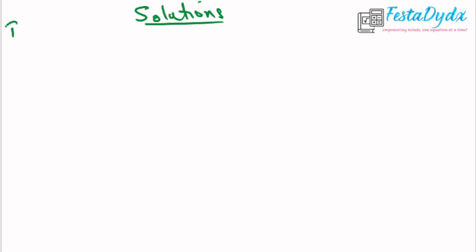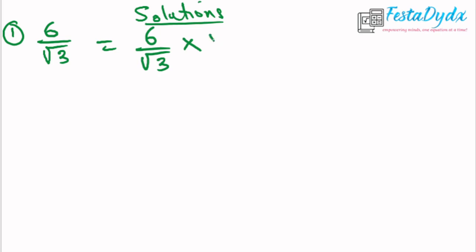Number 1. We have 6 all over root 3. And you know the rule of rationalization. Multiply numerator and denominator by the surd gotten from the fraction. So the surd we are getting from this fraction is root 3. So we are going to multiply 6 over root 3 by the surd we got here, which is root 3 all over root 3. So now numerator times numerator, denominator times denominator.